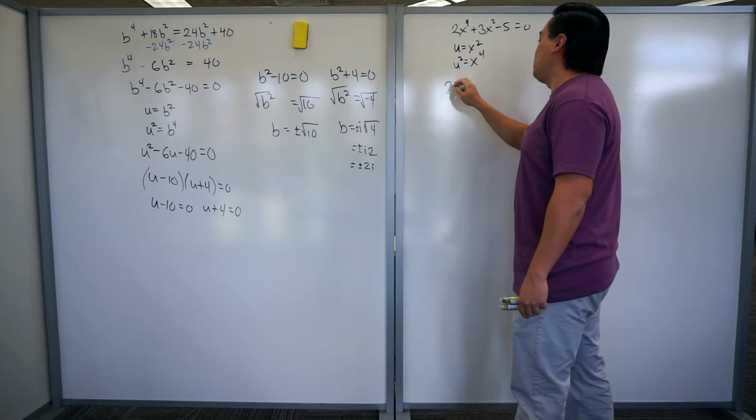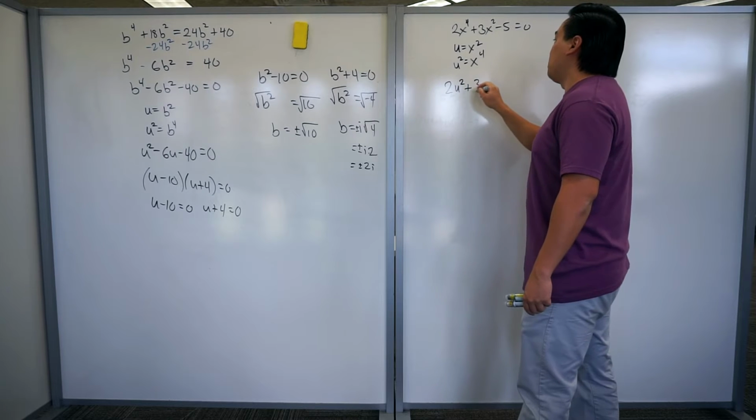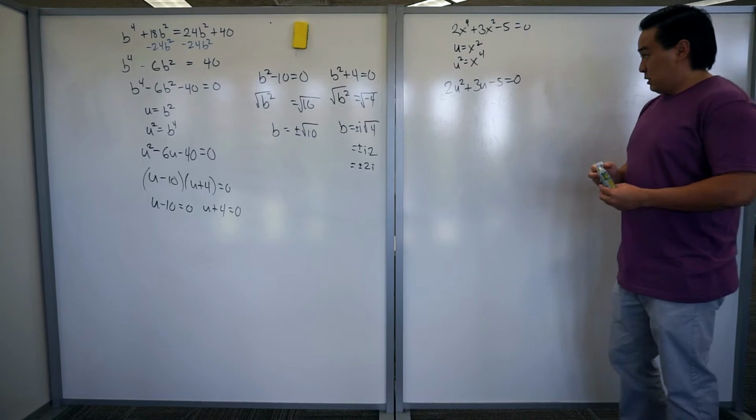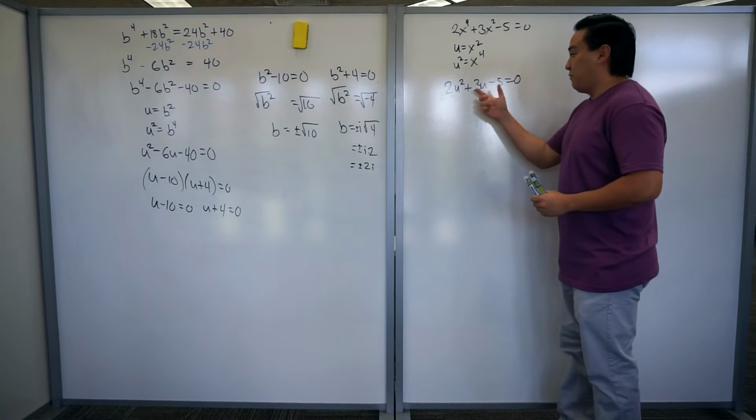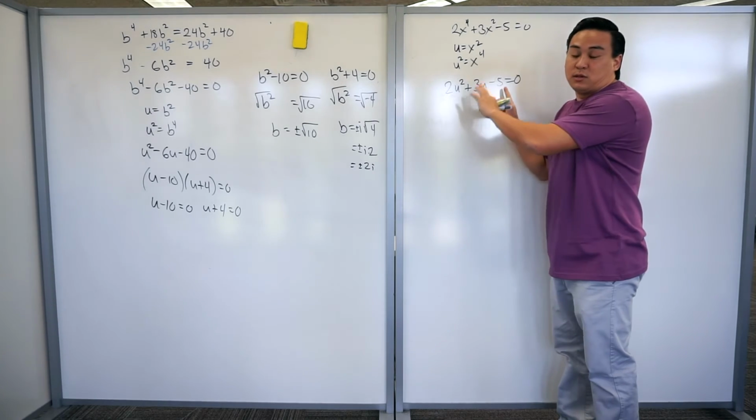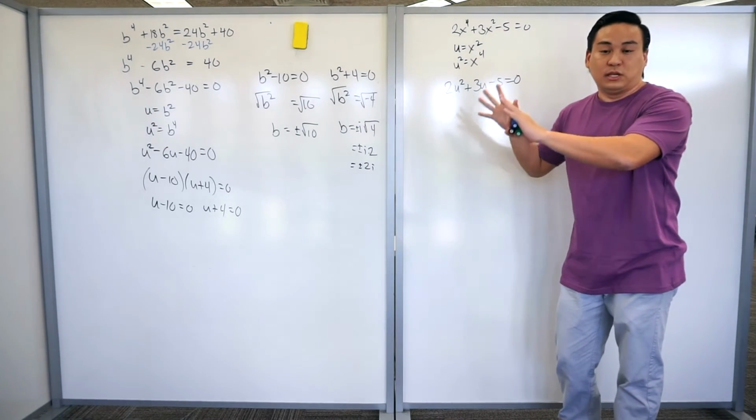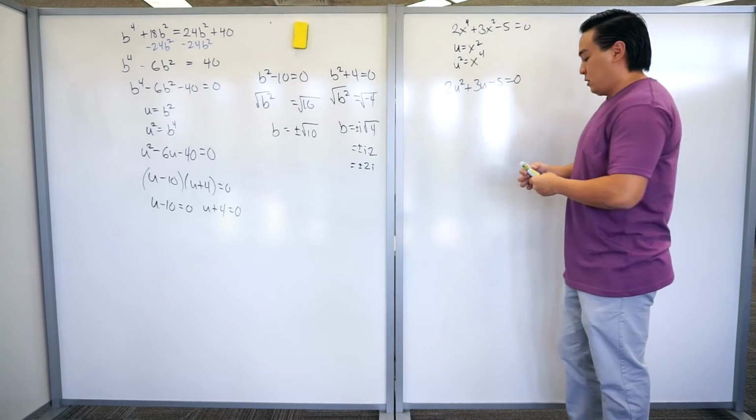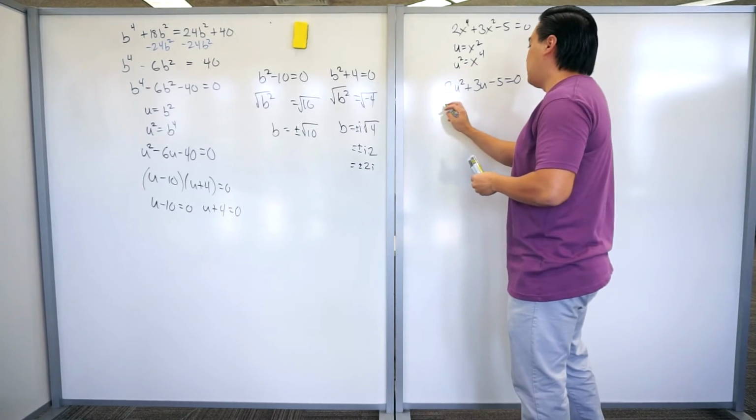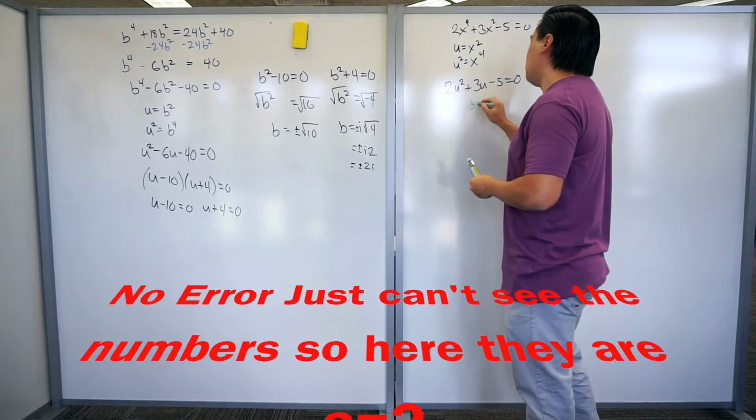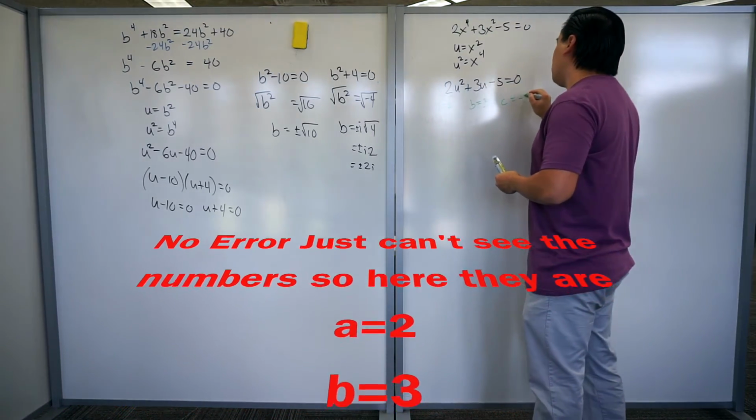So we get 2u squared plus 3u minus 5 is 0. Now, you can try to factor this. What you'll find though is that it's not factorable. So not factorable, the other way to solve a quadratic is to use the quadratic formula. So we know that a is equal to 2, b is equal to 3, and c equals negative 5.